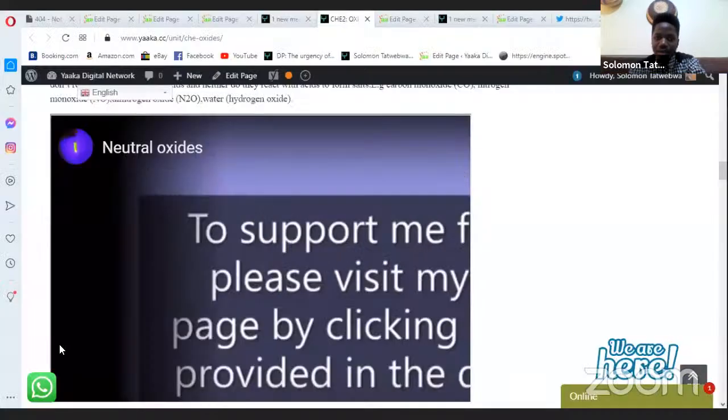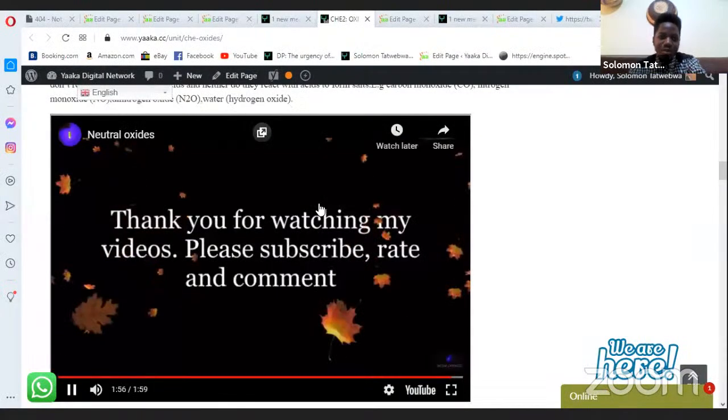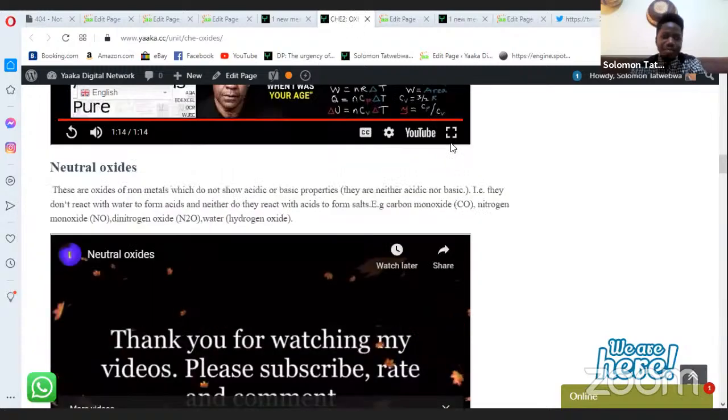So that is the neutral oxides. For the neutral oxides, we have seen that they're very good at not reacting with water to form acidic solutions like we saw with acidic oxides. They are neutral to litmus solutions or litmus paper. Okay, so the examples we have seen: carbon monoxide, nitrogen monoxide, dinitrogen oxide, which we also call laughing gas, then water, which is hydrogen oxide.